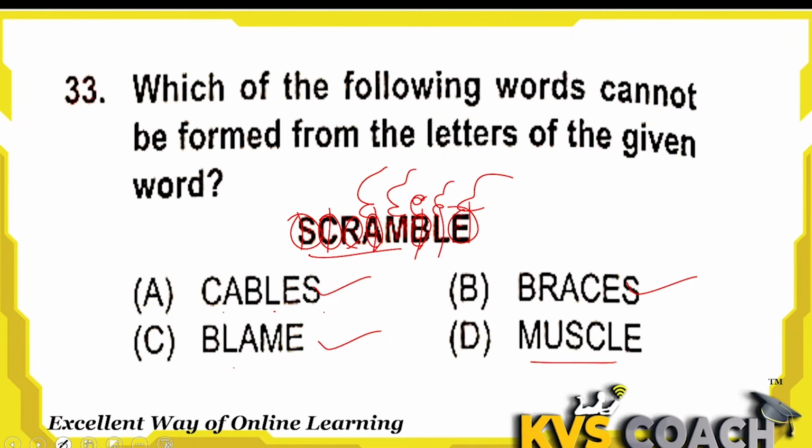So muscles, M-U. We don't have U in this scramble, so muscles cannot be formed. So D is the right answer where we cannot form muscles.